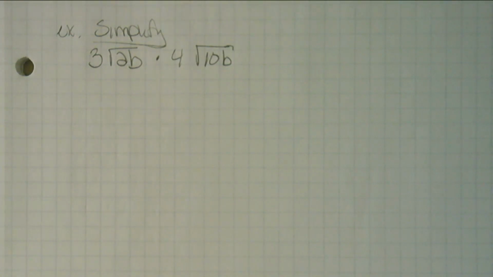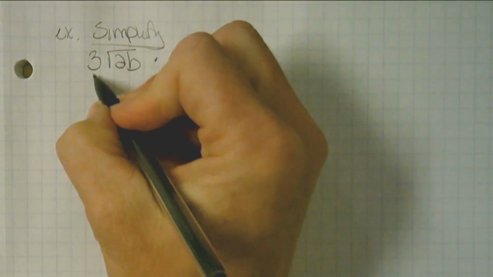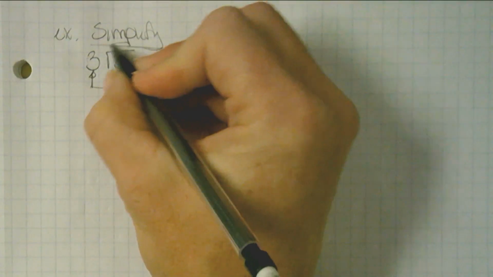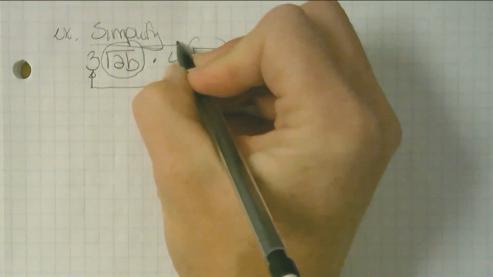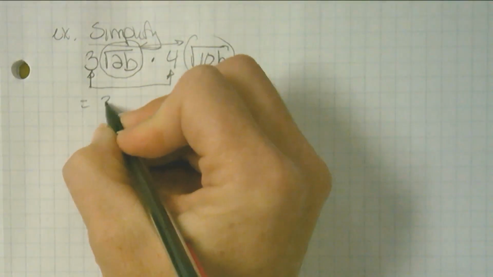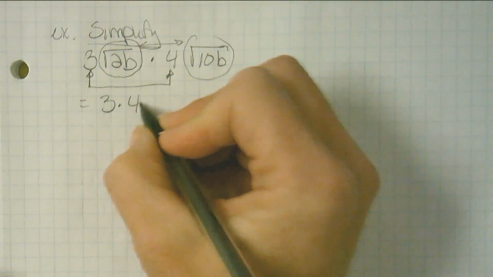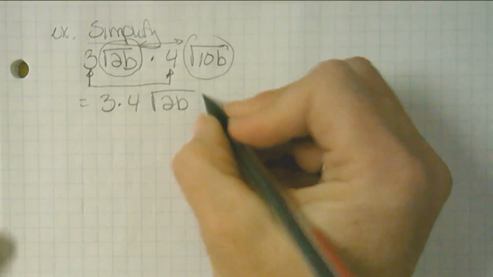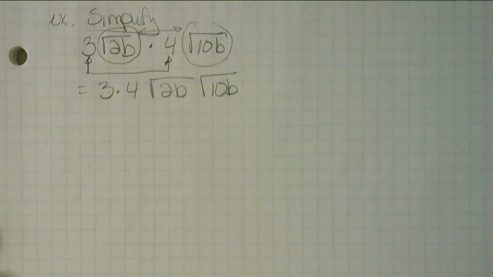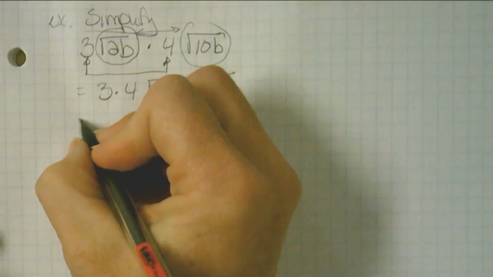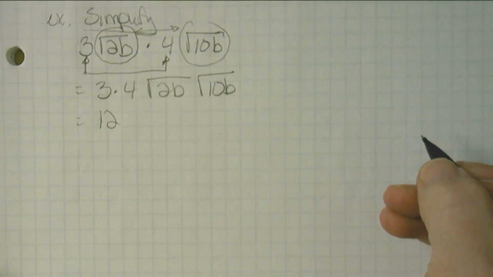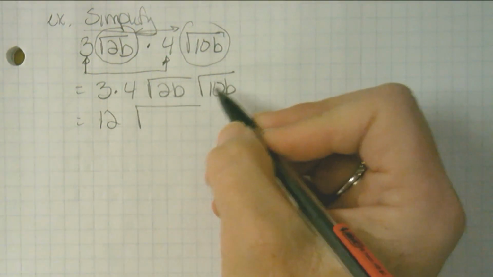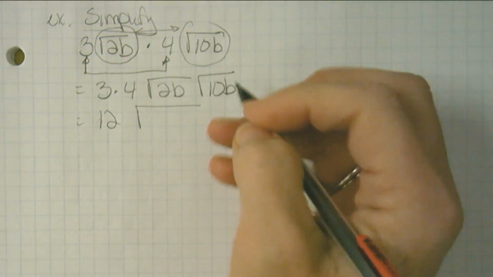So now I need to multiply everything together. So I can multiply my 3 and my 4, and then I can multiply my 2 radicals. I'm just going to move them next to each other so you can see what I did. So I have 3 times 4 times the square root of 2b times the square root of 10b. And now I'm just going to go ahead and multiply. Well, 3 times 4 is 12. I have the square root. What is 2 times 10? And I can do this because it's multiplication. I can't do this as addition. What is 2 times 10? Nick?